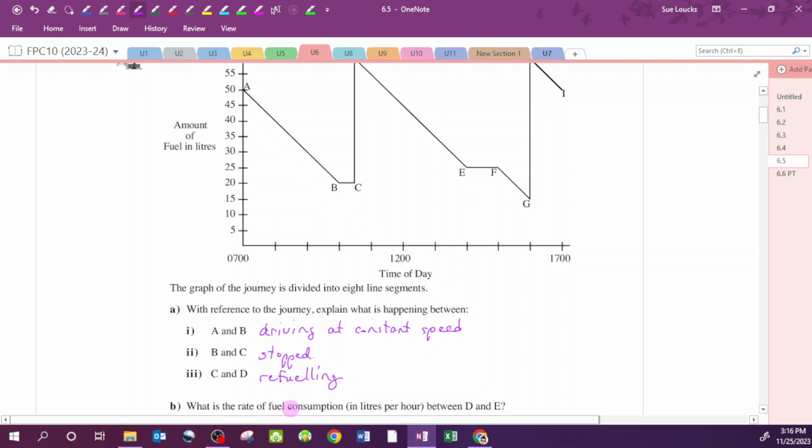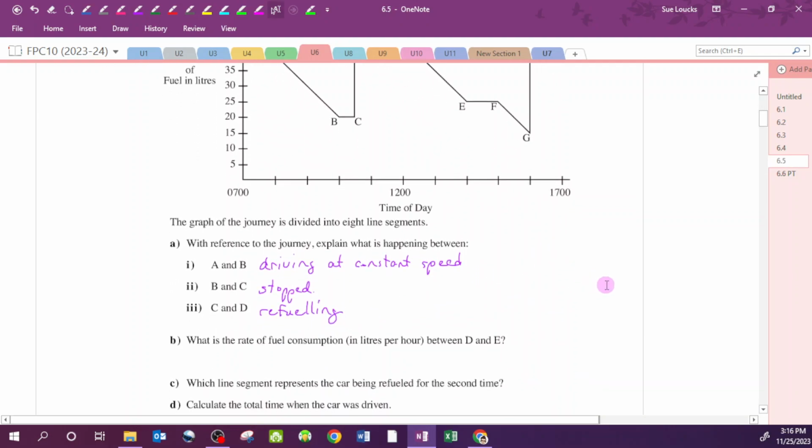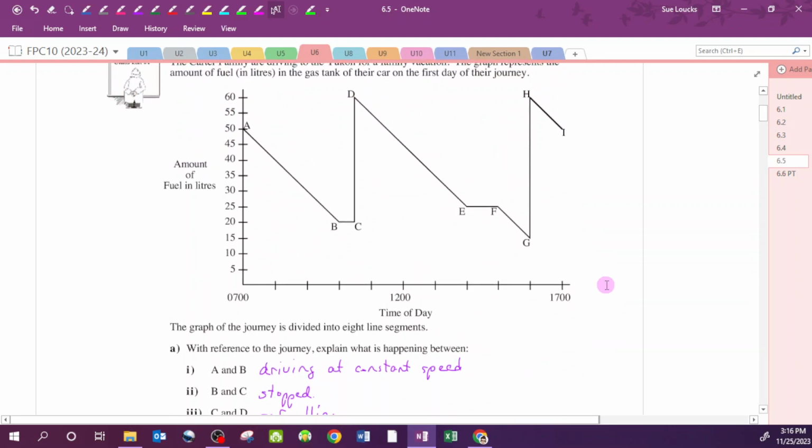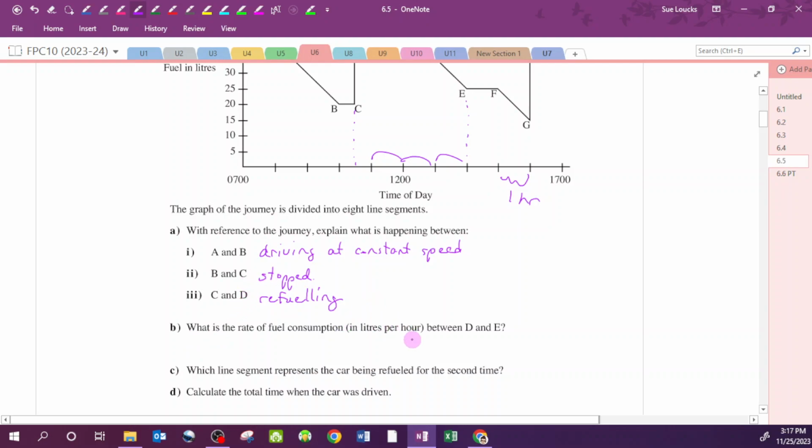Okay. What is the rate of fuel consumption in liters per hour between D and E? All right, so the time between D and E is, let's see, 12, 13, 14, 15, 16, 17. So each of these is 1 hour. So we have 1, 2, 3.5 hours. So the rate of consumption is liters per hour.